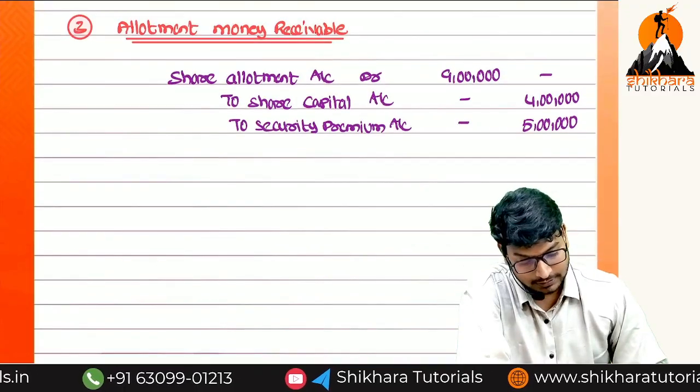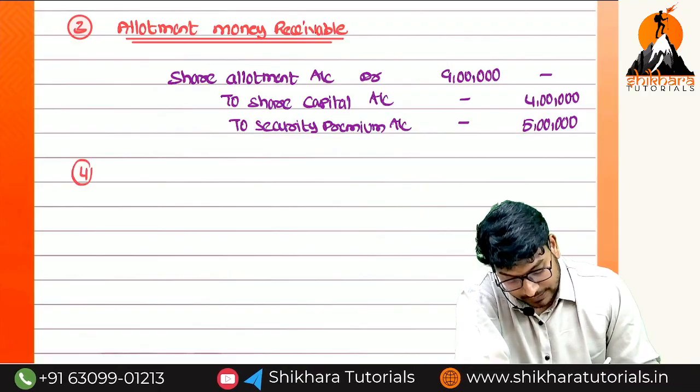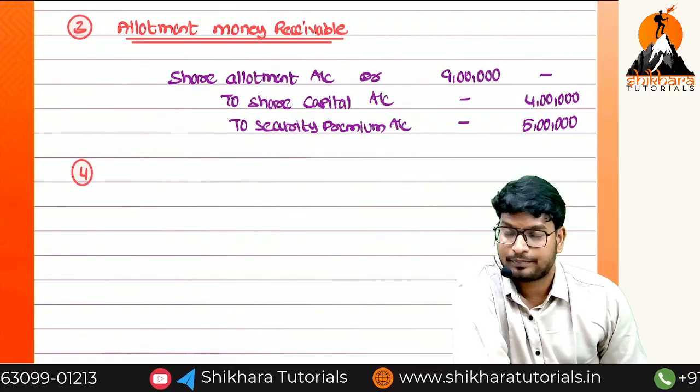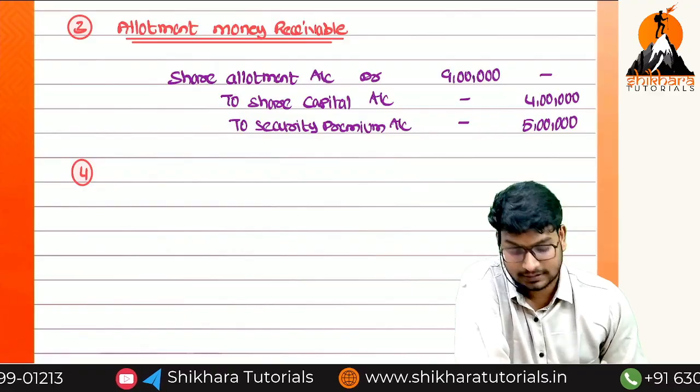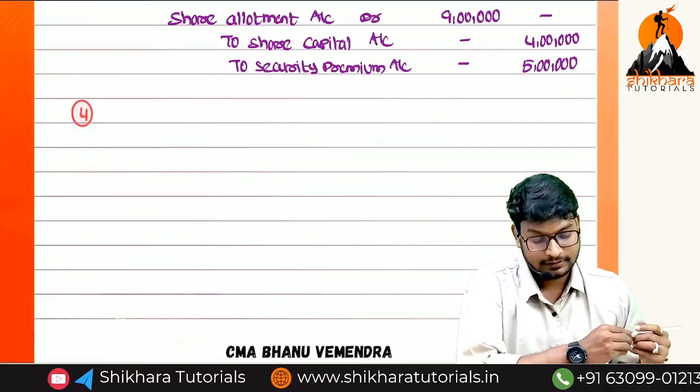No. Next one ma, fourth one. What is the fourth one? Allotment money received, but there is a premium. There is a calls in arrears. Yes or no? Because Akash is there. Okay, what we need to write ma?